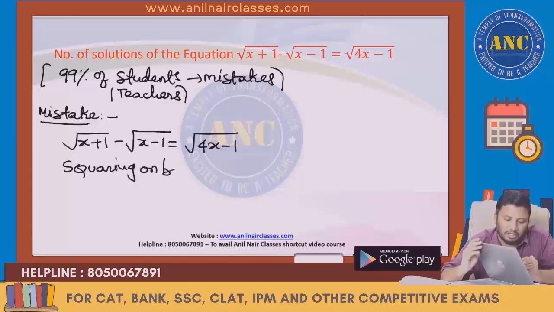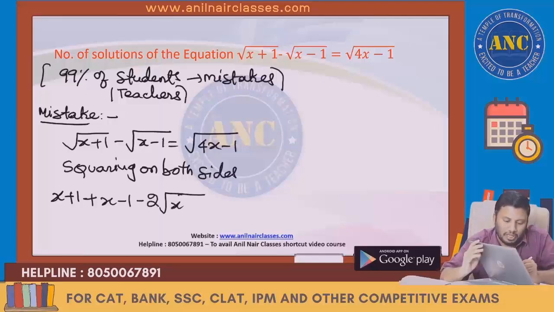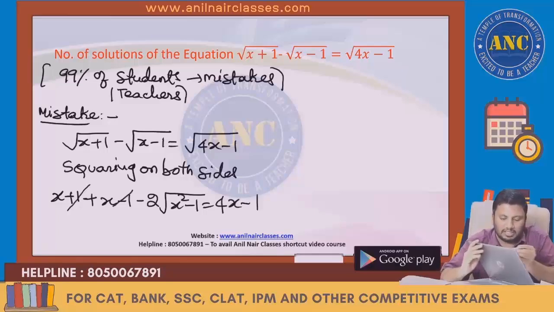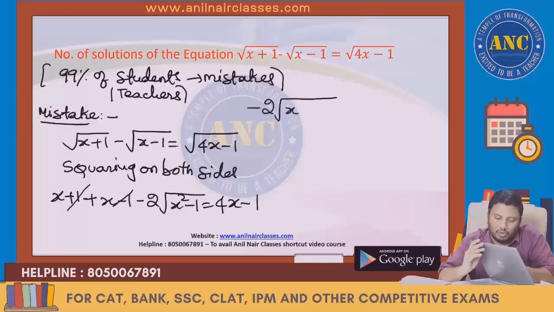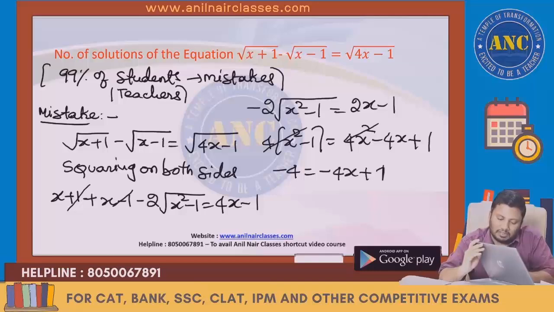If I square it on both sides, root of (x plus 1) whole square is x plus 1, plus x minus 1, minus 2 root of (x square minus 1), equivalent to 4x minus 1. Minus 1 and plus 1 cancel. So minus 2 root of (x square minus 1) equivalent to 4x minus 2x, which is 2x minus 1. Squaring on both sides: 4 into (x square minus 1) is 4x square minus 4, equivalent to 4x square minus 4x plus 1. 4x square cancels, so minus 4 equivalent to minus 4x plus 1.